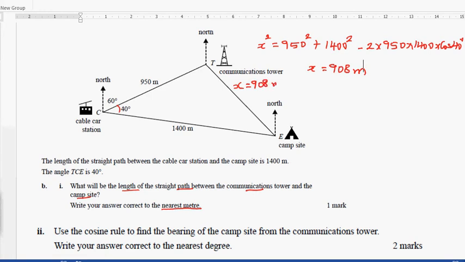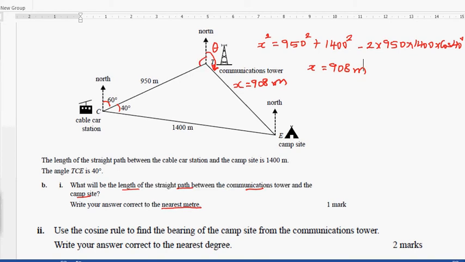Now the next part of the question is you want to use the cosine rule to find the bearing of the camp from the communication tower. So the bearing of the camp from the communication tower means they want us to find this angle. This is the bearing from the north, and that angle is theta. That's what we want to find. Okay, now if this is 60 degrees and these two lines are parallel, these two angles form a supplementary angle because they are interior angles on the same side of the transversal, so they add up to 180.